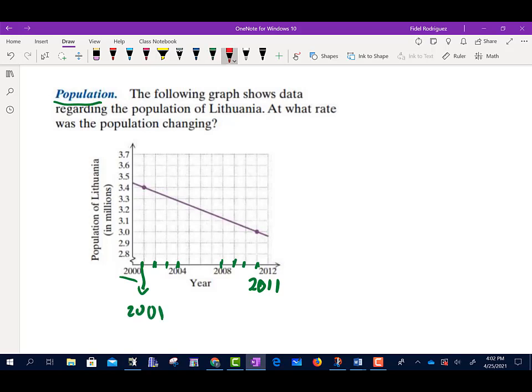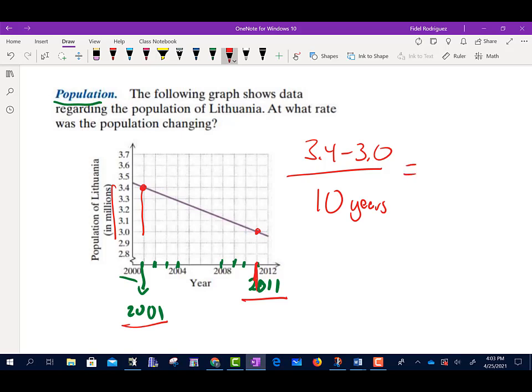And let's see if we can figure out, what's the population here? This looks like it's 3.4 million, right? And the population right here is exactly 3 million. So we want to figure out how much did it go down by, right? So I'm going to take 3.4 minus 3. And then what's my time difference? Between 2001 and 2011, wouldn't that be about 10 years, right? Okay, so 3.4 minus 3 is going to be 0.4 over 10, right?